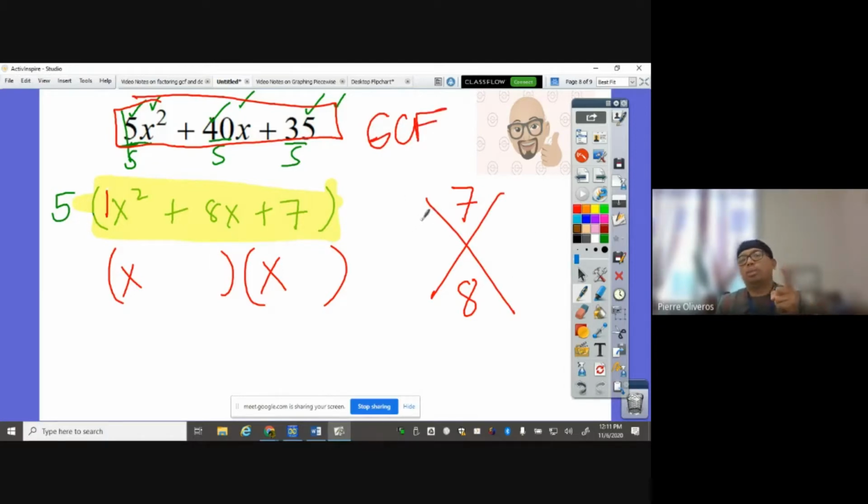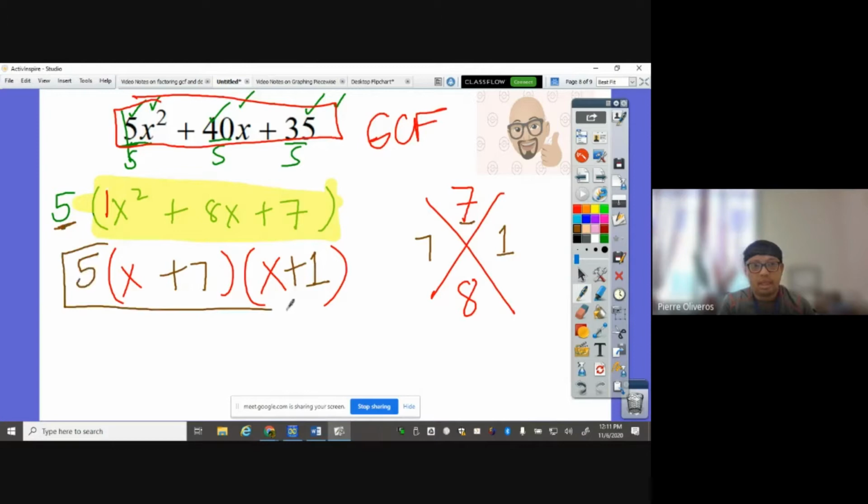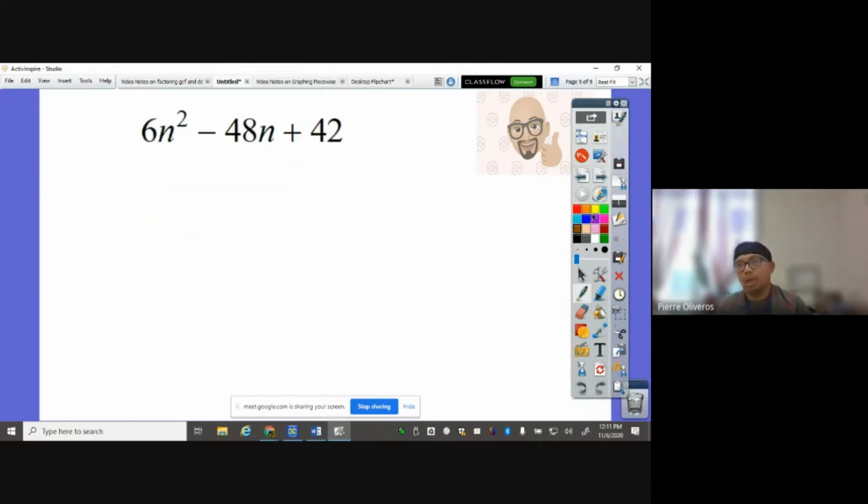All right, keep moving here. So what two numbers, when you multiply them, give you 7, and when you add them, give you 8? The answer is positive 7 and positive 1. When you multiply 7 and 1, it gives you 7. When you add them, it gives you 8. So positive 7, positive 1. But don't forget to drop this 5 here outside, and kaboom.